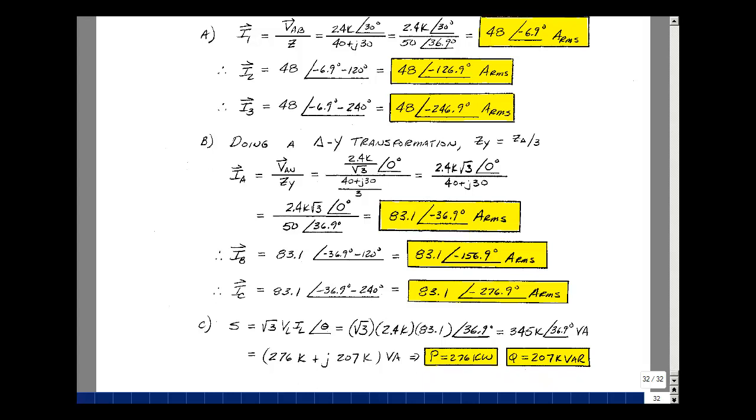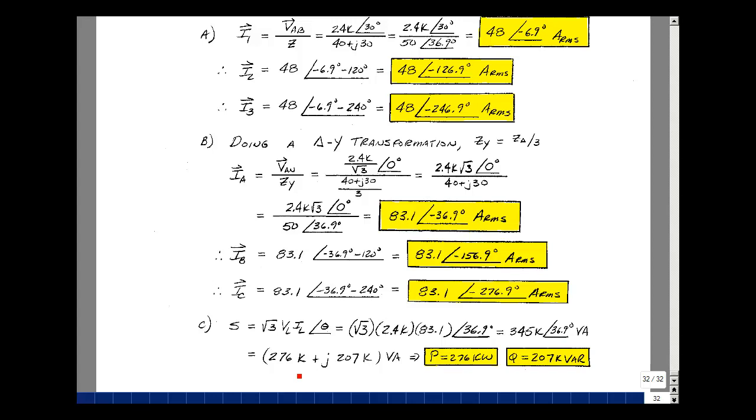And lastly, from page 31, we had our formula for apparent power, and that's the square root of 3 times V sub L I sub L at angle theta. So that's the square root of 3 times 2.4K times 83.1 amps, and the angle is 36.9. So this product gives me 345K, angle is still 36.9. Again, that would be volt amperes.